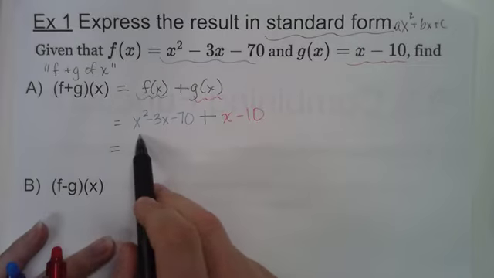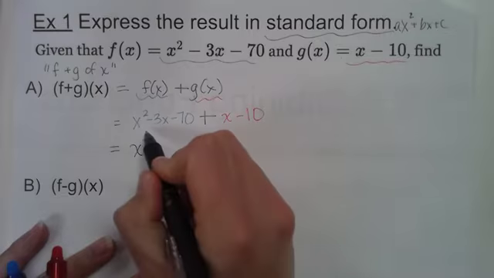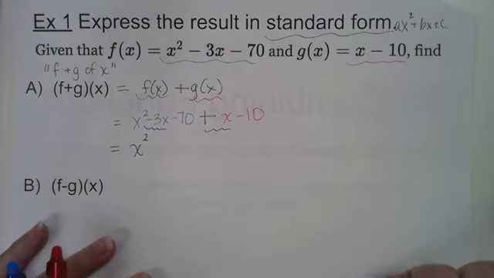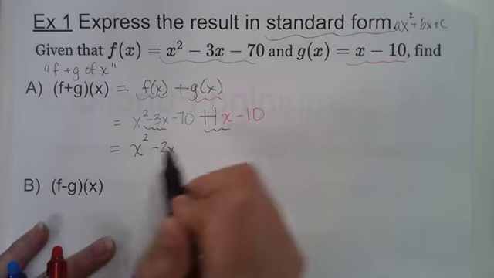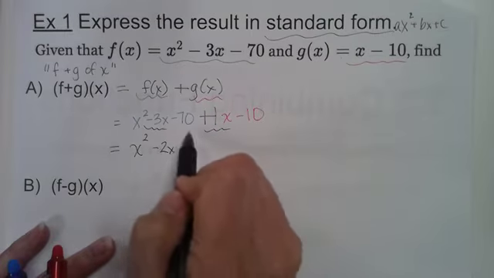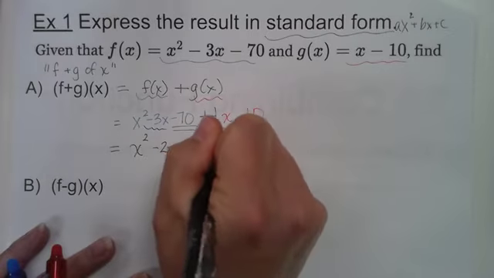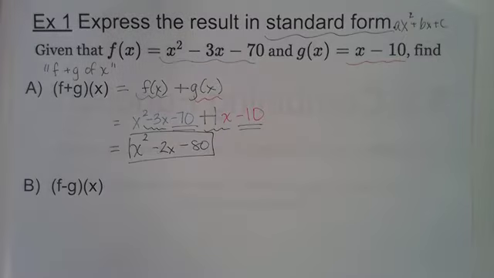Does x squared have any friends? No. So 1x squared. We have a negative 3x and a positive x. What's that? Negative 2x. Very good. Remember, that's a positive 1x and a negative 3. The negatives win by 2. All right, and then we have negative 70 and negative 10 makes negative 80. Excellent, ladies and gentlemen. That is in standard form. That's the answer. Combine like terms. No sweat.